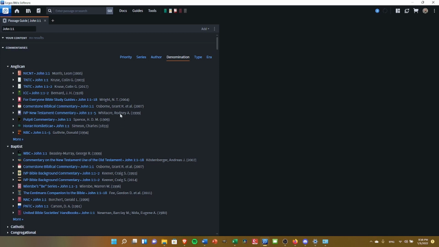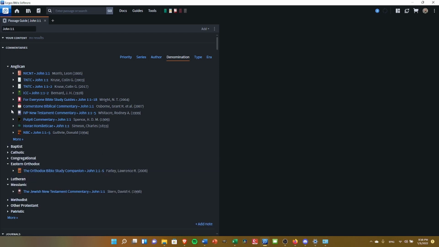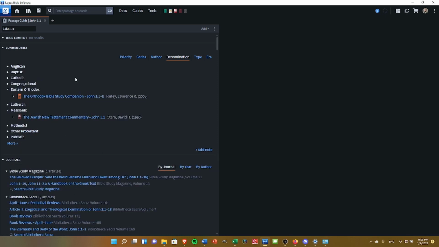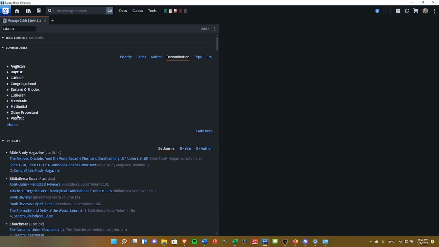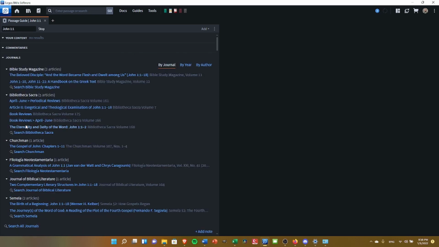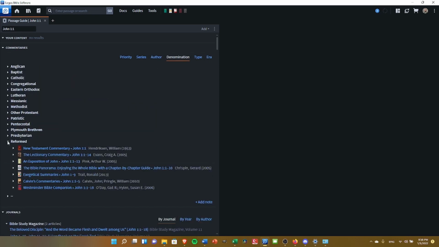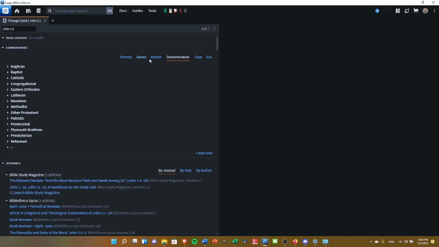For example, I might open something by N.T. Wright. It's going to say Anglican. I might open something by Scott McKnight. It's going to say Anglican. But then I'm going to go into the same series and pick something by, you know, D.A. Carson. And I assume it would put Carson under, well, out of all of these, probably other Protestant, maybe Presbyterian, definitely Reformed. But anyway, the point is, you can order it by denomination.